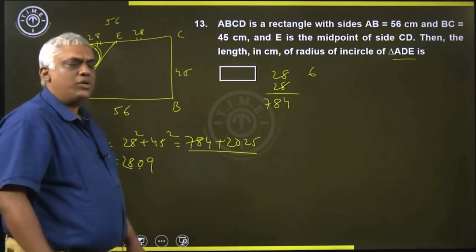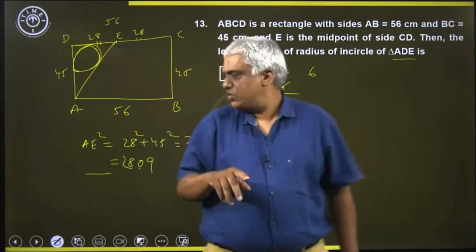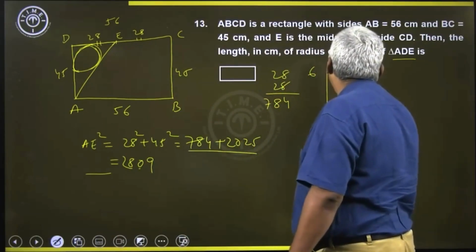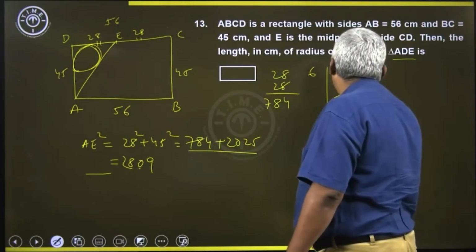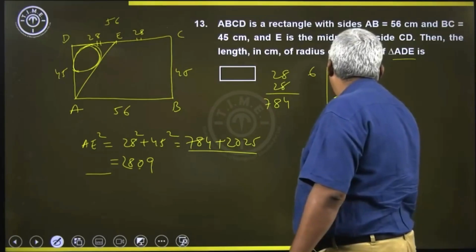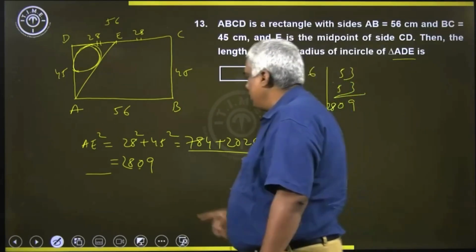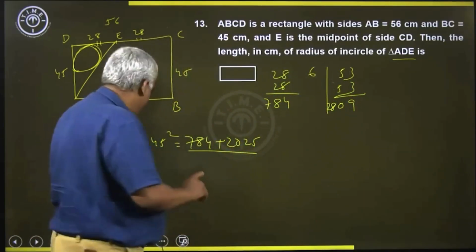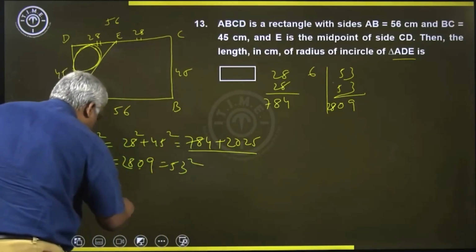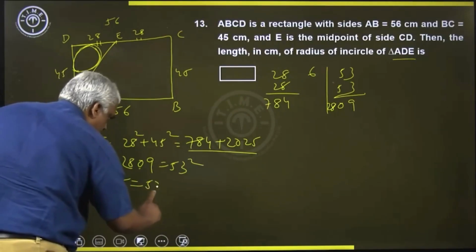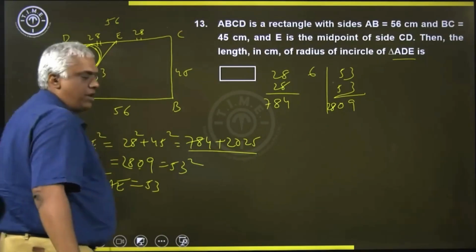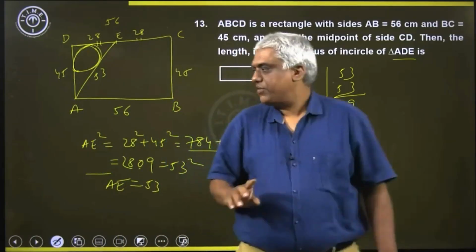2809, I think, is 53 square. You can verify. See, 53 into 53 is 53 square. So this is 9, 15, 15, 30, 25, 3, 28. So it is 53 square. So basically A square is 53 square, so A equals 53. A is 53. Now we got the three sides of the triangle, right?